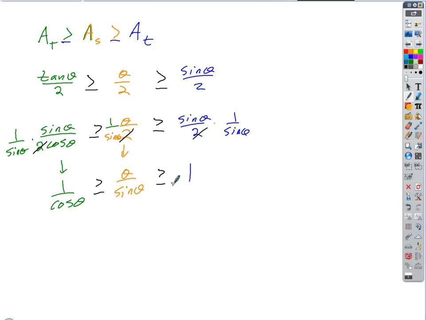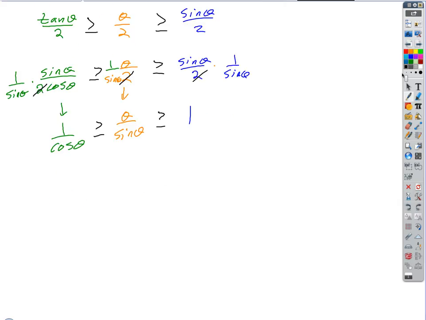Okay, so here's the step we're going to do then. We're going to flip all these around, and we get cosine theta over 1, sine theta over theta, and 1. And I have to change each of those signs then, right? You with me?